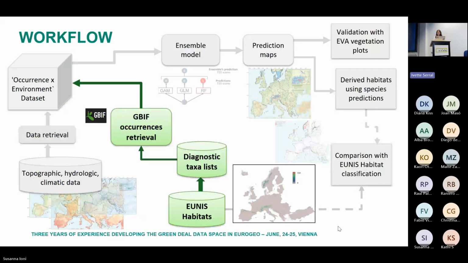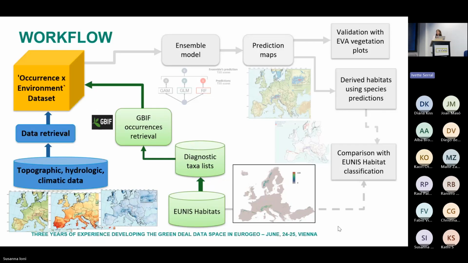So our workflow was starting from choosing one habitat from the EUNIS classification, S22. Then we were taking the main dominant species, which are used as indicators of such habitat. And then we were retrieving the GBIF data occurrences. We were also choosing some environmental predictors from environmental satellite data, and then combining them in an occurrence-environmental dataset.